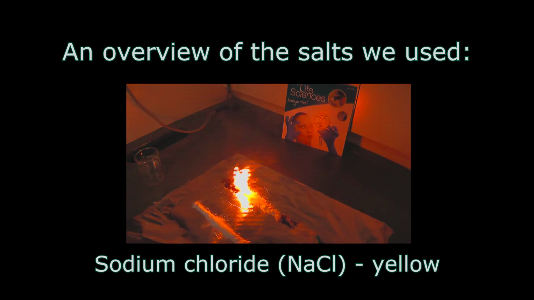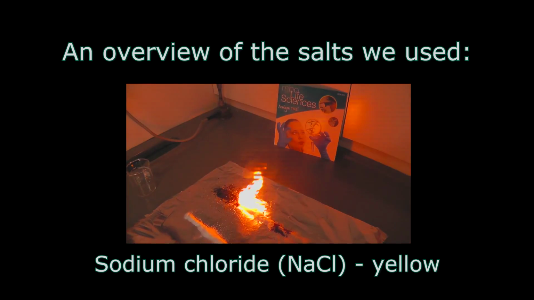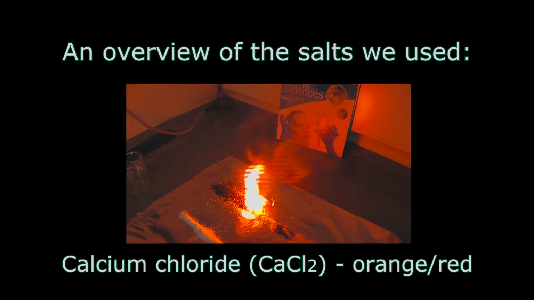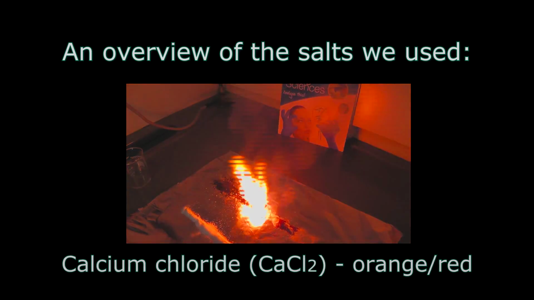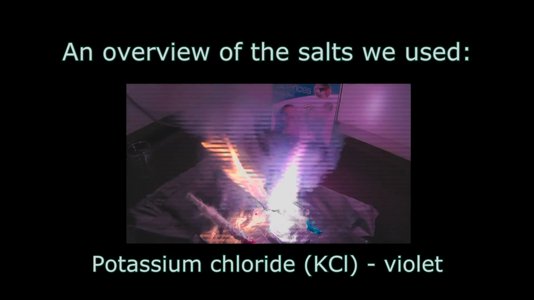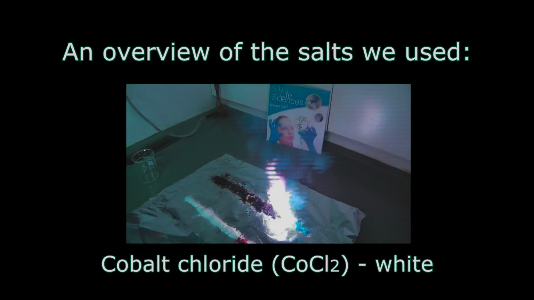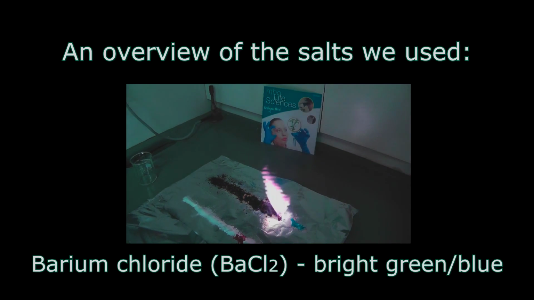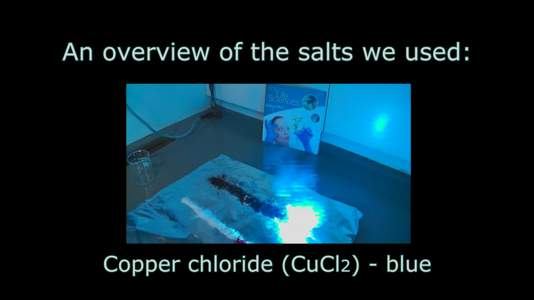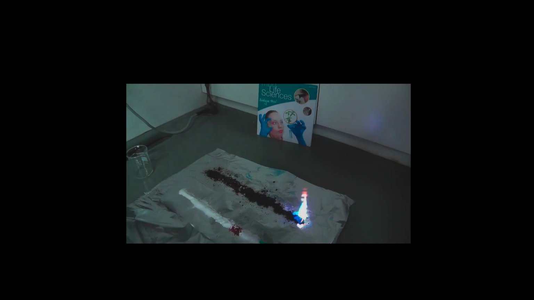First up is the sodium chloride, or regular table salt, which produces a yellow flame, followed by calcium chloride, which produces an orange to red flame. Next is potassium chloride with a violet flame, followed by the cobalt with a bright white flame. After that, barium chloride produces a bright green and blue flame, and finally copper chloride produces an intense blue flame, and that ends the reaction.